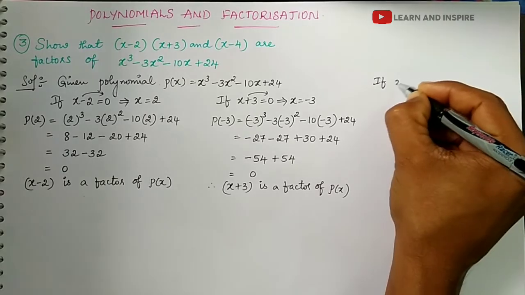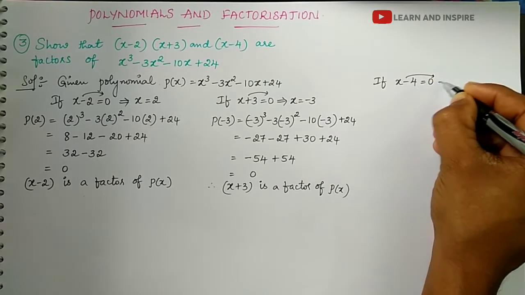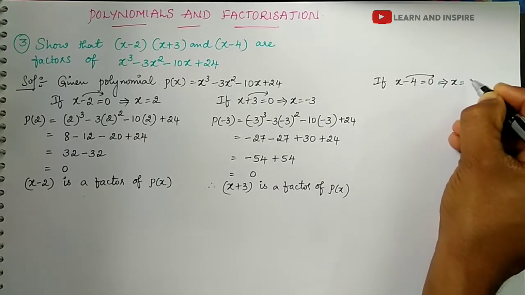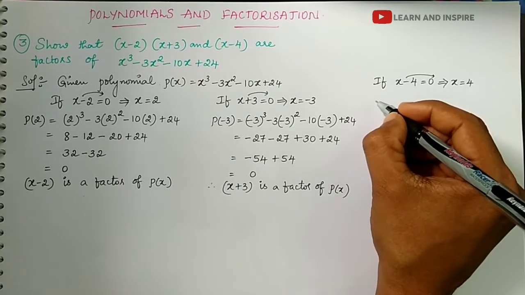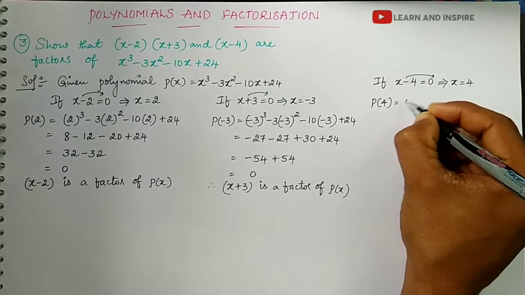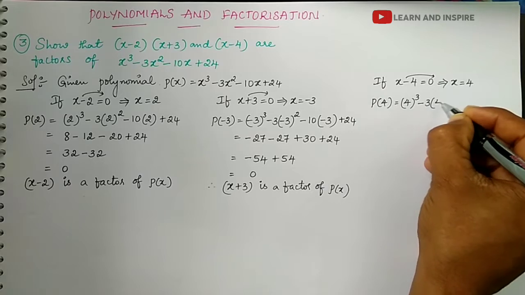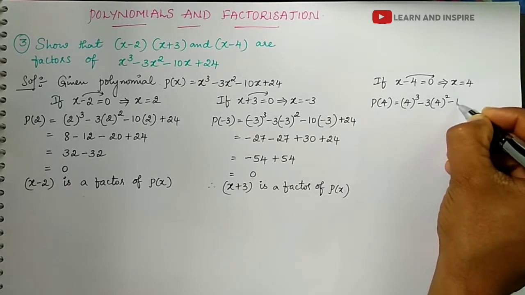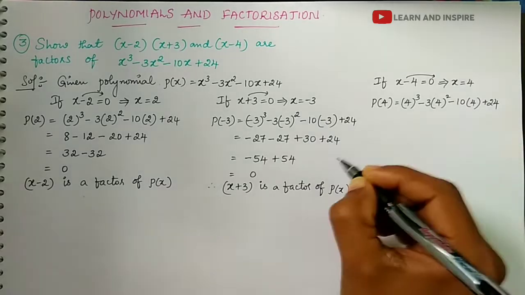And the last one we have to check, x minus 4. If x minus 4 equals 0, then by transposing minus 4 we get the value of x. We get x equals 4. So put x equals 4, then we get p of 4 equals 4 cube minus 3 into 4 square minus 10 into 4 plus 24.